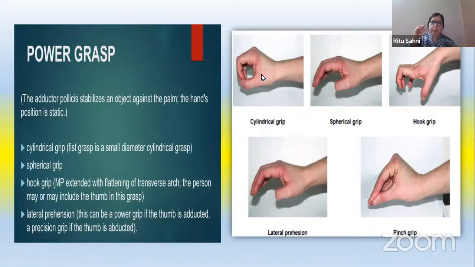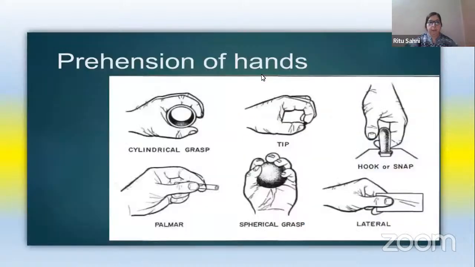And this is the pinch grip, where I pinch with the thumb, because the opponens muscles will work and I can pinch it. If there's a pinch, the thumb versus the digits should be nearer, so the pinching grip will be with the thumb. So this is the prehension of the hand: the cylindrical grasp, the tip, hook or snap, palmar, and spherical grasp, where I want to hold a ball, like this is the spherical grasp.